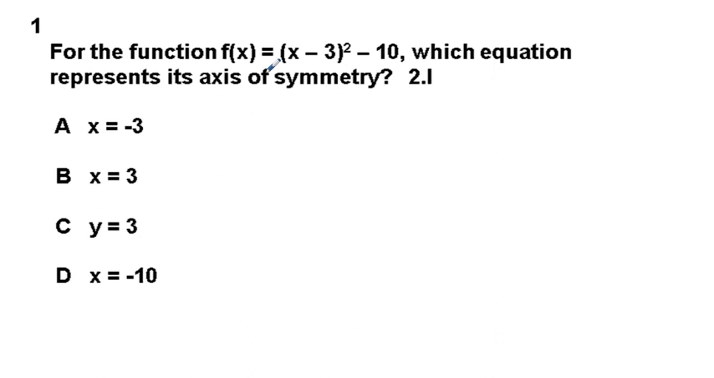Number 1, for the function f(x) equals absolute value, not absolute value, quantity x minus 3 squared minus 10, which equation represents its axis of symmetry?